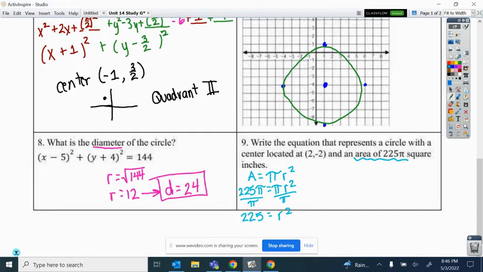And we know that r squared has to go into our equation, so we'll get ready to plug that in. So (x minus 2) quantity squared plus (y plus 2) quantity squared is equal to r squared, so this is equal to 225 for our equation.